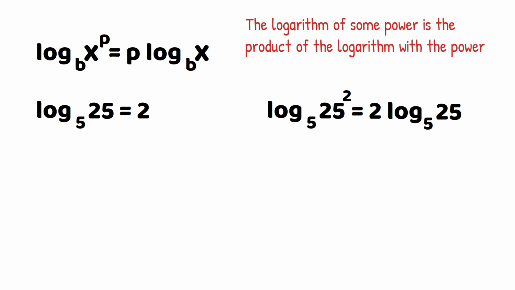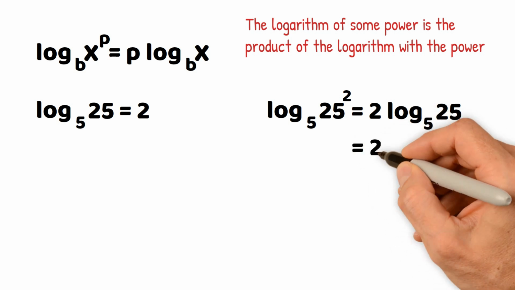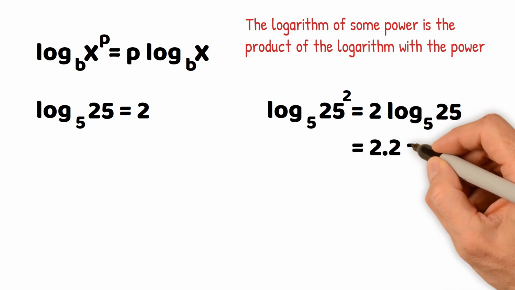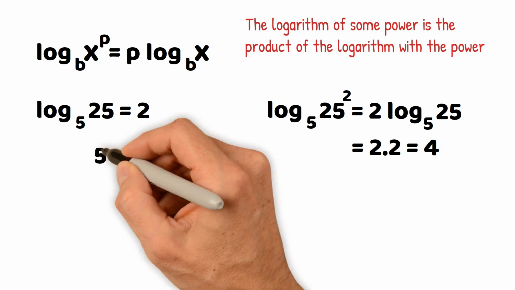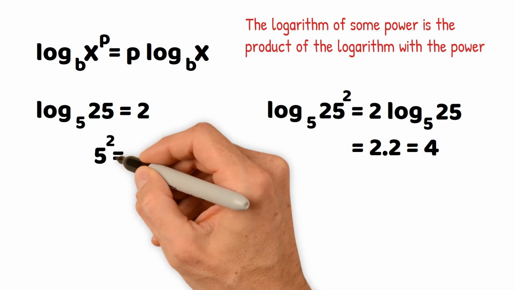If we check it with numbers, we see that it works, as 25 to the second power is 625, and the log of 625 with a base of 5 would be 4. If we did it the other way, 2 times the log of 25 with a base of 5, we would get 2 times 2, which is also 4. The log of 25 with a base of 5 is 2, since 5 to the second power is 25.